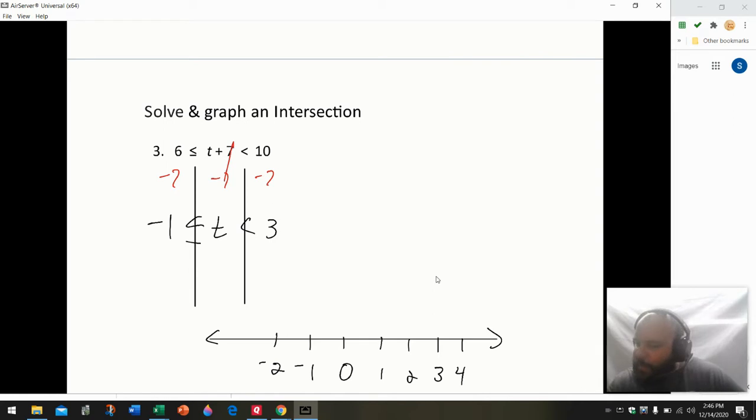So we're going to come back and realize, okay, that the negative 1 has an equal sign with it. So it's going to be a solid dot like that. The 3, however, does not have an equal sign with it. So the 3 has to be an open dot like that. And then since this is an "and," it's going to get shaded in between the two dots. And there is your graph for an "and."